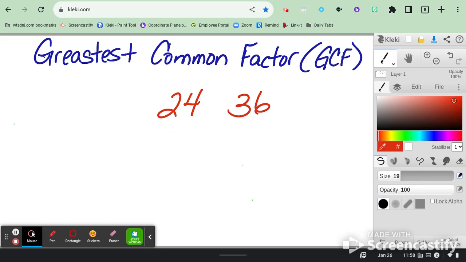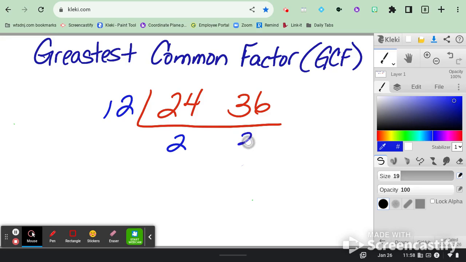Now I'm going to do the same problem, and I'm going to use a larger number than 2. So I happen to know that both 24 and 36 are divisible by 12. So if I knew that, I would use 12. 12 goes into 24 2 times. 12 goes into 36 3 times. So now I'm looking here and I'm thinking, does a number go into both 2 and 3? Well, the answer is no, because it's only 1 and we're not allowed to use 1. So here we are done with the problem.